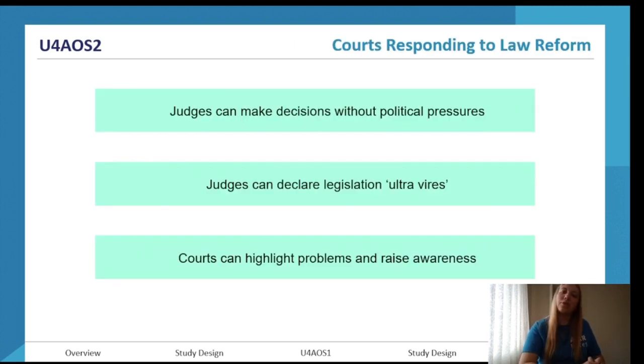In terms of courts responding to law reform, judges can make decisions without political pressures because they are independent from parliament, and we know judicial power is kept separate from administrative and legislative, for the most part, in theory. They can declare legislation ultra vires in the High Court, beyond the powers of the Commonwealth Parliament, if it breaches the Constitution or goes outside the lawmaking powers of the Commonwealth. And they can also highlight problems and raise awareness. They can point out things that are wrong in their obiter dicta, comments made, by the way, as part of a court case, and try to raise awareness and get the Parliament and the public to take notice of that.